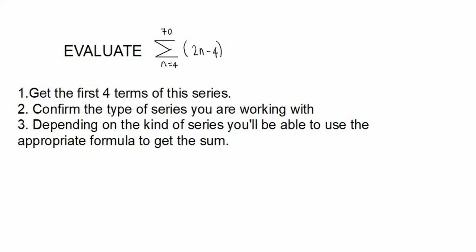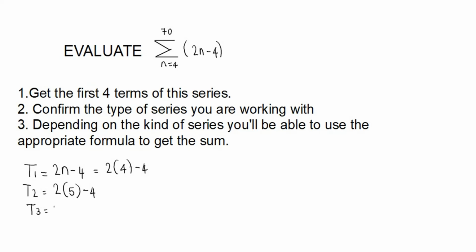So the first thing you do, guys, we want to get the first 4 terms. So T1 is going to be equal to, we're going to take this equation as is, and substitute the first value, which is n equal to 4. So we're going to say 2n minus 4, and we're going to substitute the 4. So it's going to be 2(4) minus 4. That's your T1. Get your T2. T2 is going to be 2 times the next term after 4. What is the next term that comes after 4? It's 5, minus 4.